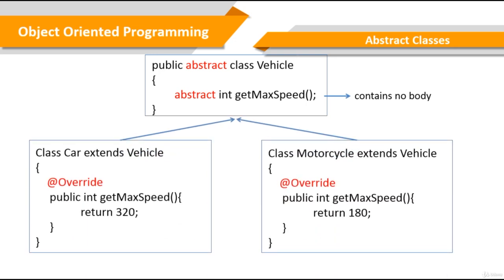So in our example, Vehicle is an abstract class that contains only one abstract method, getMaxSpeed. Remember, it's got no body, because the implementation of this method is provided by the Car and Motorcycle classes. You were wondering why that was empty, huh? No body. So the Car and Motorcycle classes have to override the abstract getMaxSpeed method of the superclass Vehicle.